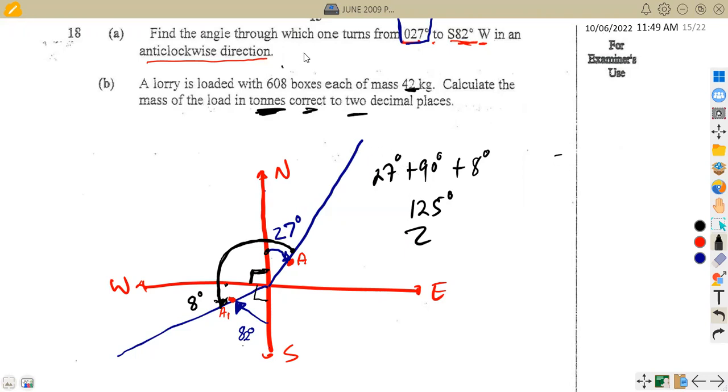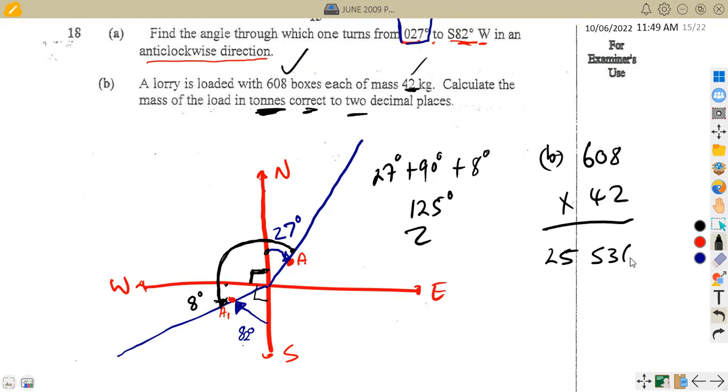Okay, how many boxes do we have? There are 608 boxes, each has got a mass of 42 kg. So what is the total? We just have to multiply by 42. I'm not going to waste much time, so I want you to multiply that one. 608 by 42, if you multiply properly, you get 25,536. These are kgs. That is the total in kgs.